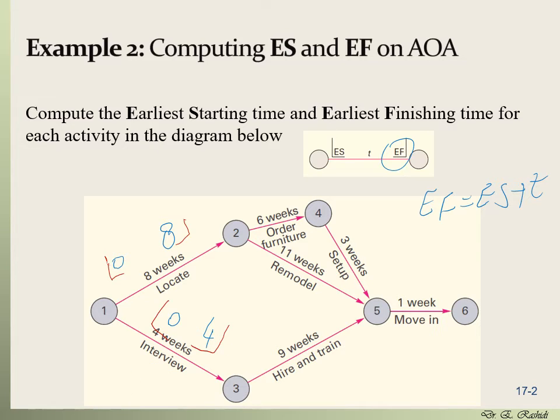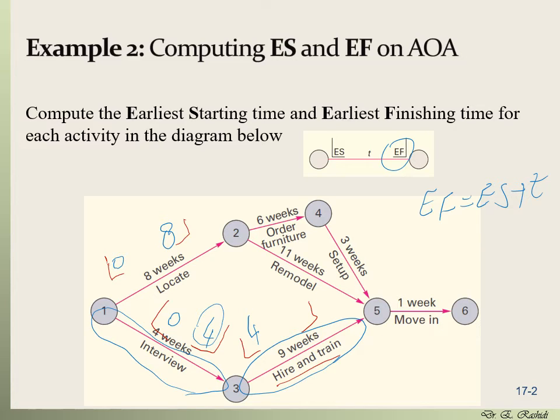Next activity, I'm going to go with the activity 3 to 5. That's hiring and training. So I'm going to open up this little box here to put the early start and early finish. The earliest start for this activity 3 to 5, for this to start, the previous activity, which is 1 to 3, must be completed. And that activity is completed at 4. So this means that the activity 3 to 5, the hiring and training, cannot start before 4. So the earliest start is actually week 4.